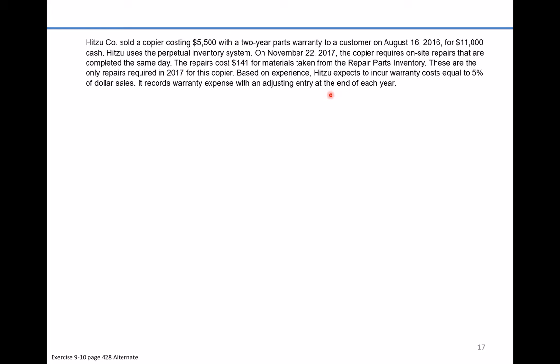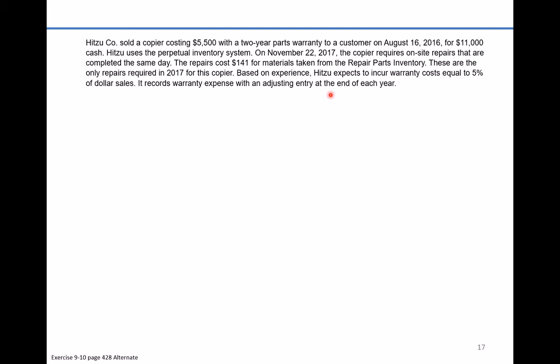Okay, so let's just recap what's happening here. The company sells copiers. They offer a 2-year parts warranty on the copiers. If something goes bad in the 2-year period, they'll come out and replace the parts for free. They don't know if they're going to have to replace things or not in the next 2 years for every copier they sell, do they? But based on their experience, they say, you know what, for every dollar we have in sales, we typically have about 5% in repair costs.